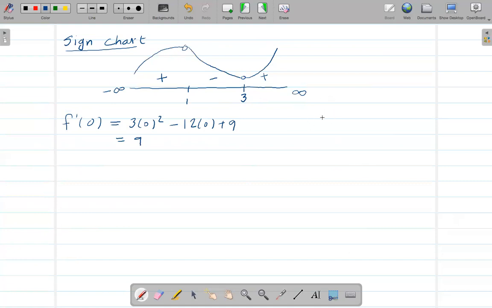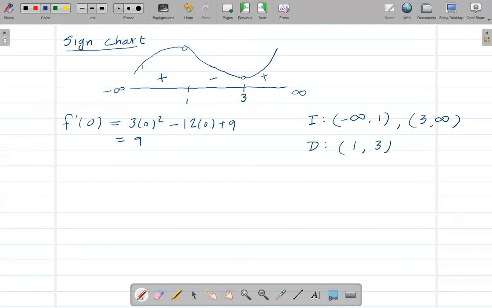Now let's write that the increasing interval I is from negative infinity to 1, and also from 3 to infinity. And the decreasing interval D, since you'll get negative in this interval, is 1 to 3.